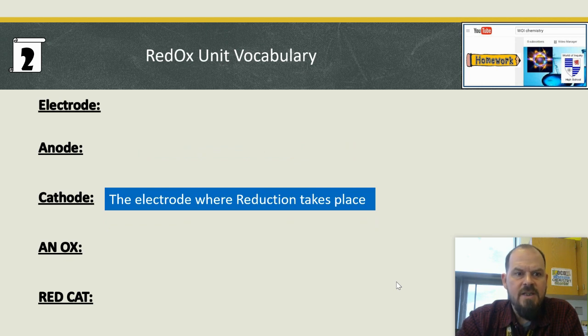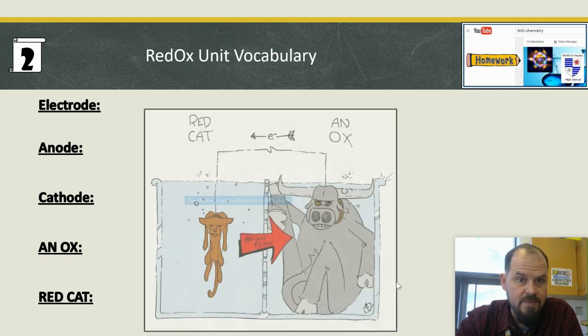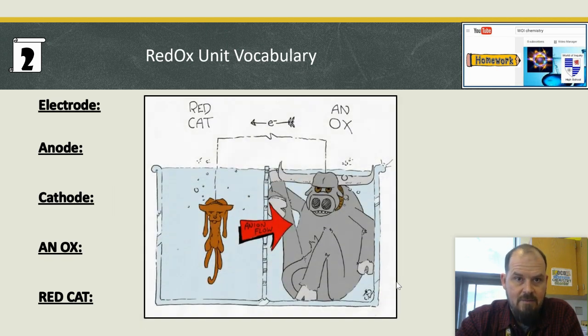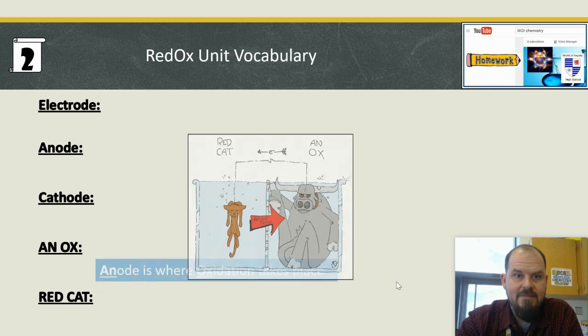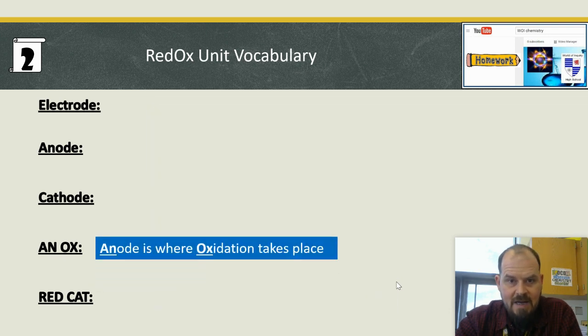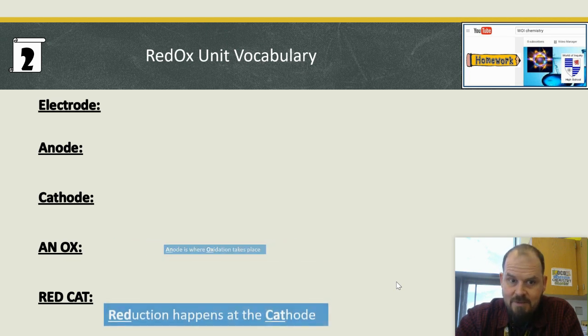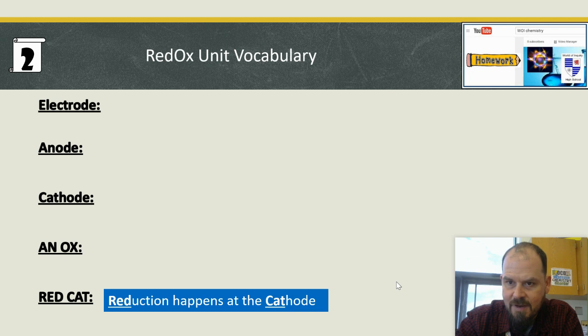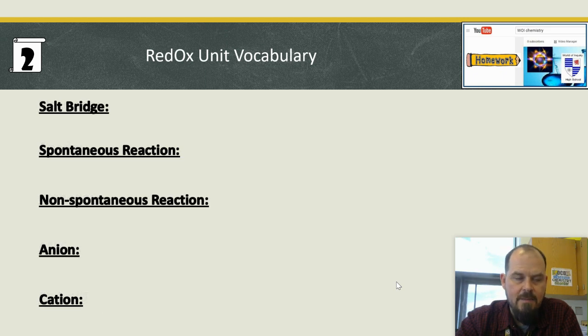The electrode where reduction takes place is the cathode, and we remember that Angry-Ox, Red Cat. Another set of acronyms. Ready? Angry-Ox, Red Cat. Anode is where oxidation takes place. Cathode is where reduction takes place. Learn the saying, never have to forget it. Okay? Reduction happens at the cathode. Angry-Ox, Red Cat is how we say that. That's how I learned to say it anyways.